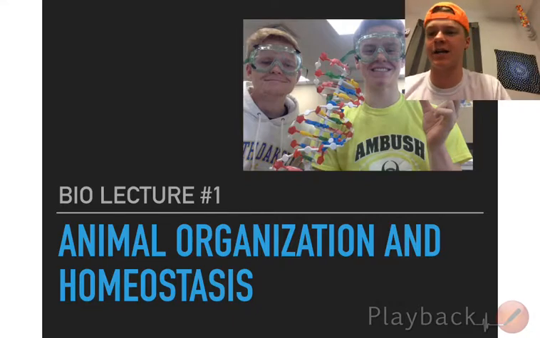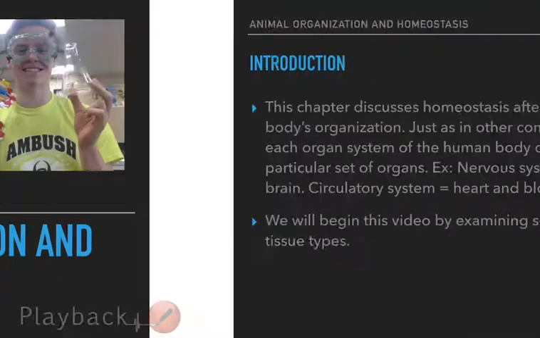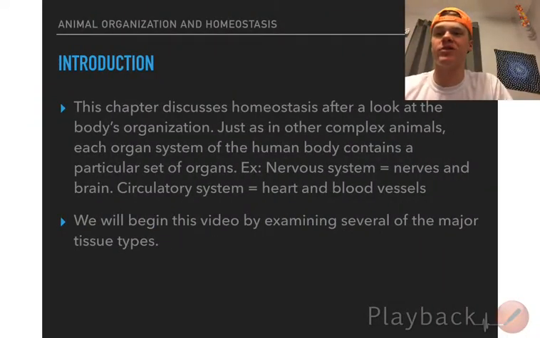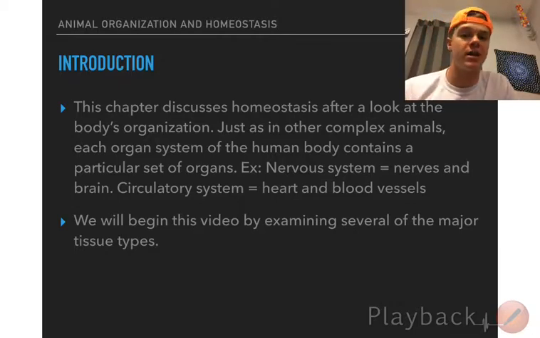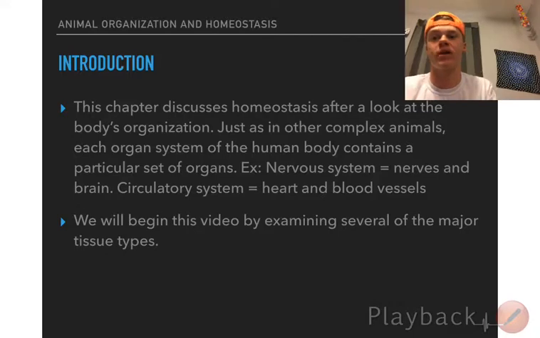And today we'll be talking about animal organization and homeostasis. So in this chapter we will discuss homeostasis after a look at the body's organization. Just as in other complex animals, each organ system of the human body contains a particular set of organs. For example, the nervous system, which is your nerves and brain, and the circulatory system, which is the heart and blood vessels. We'll begin this video by examining several of the major tissue types.